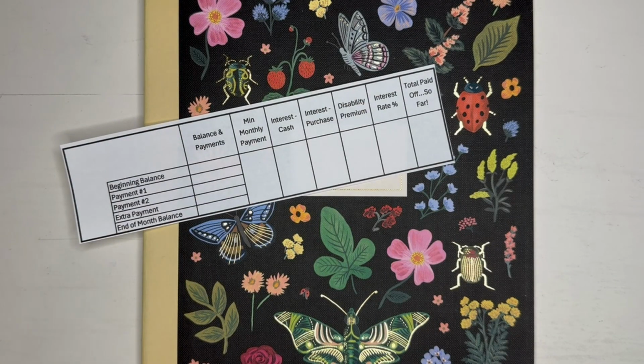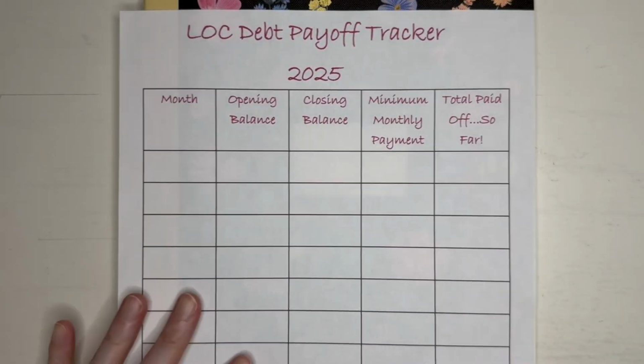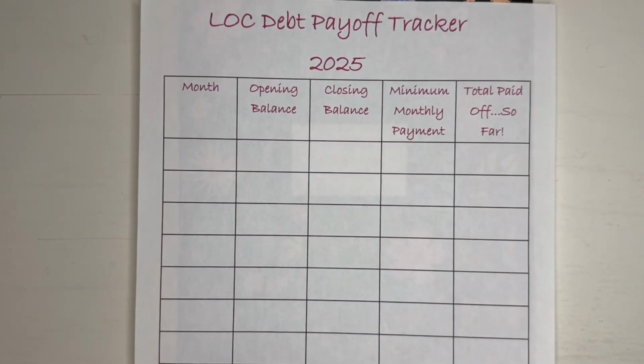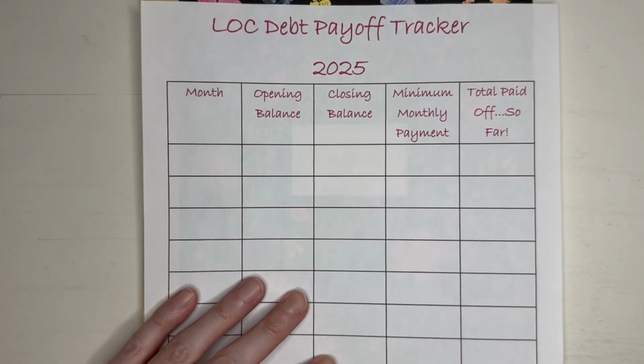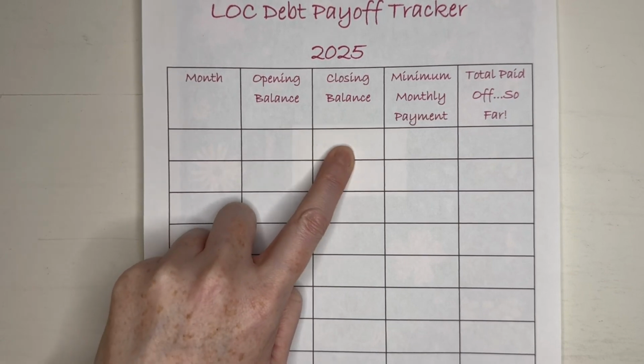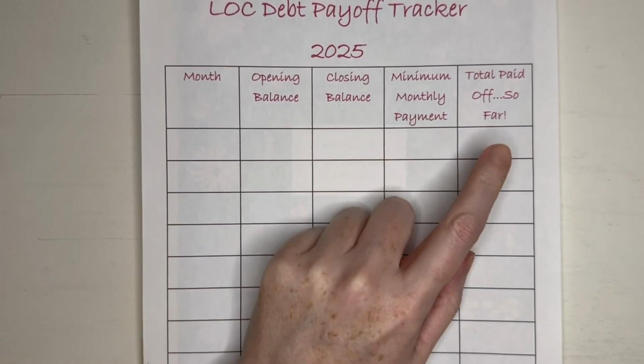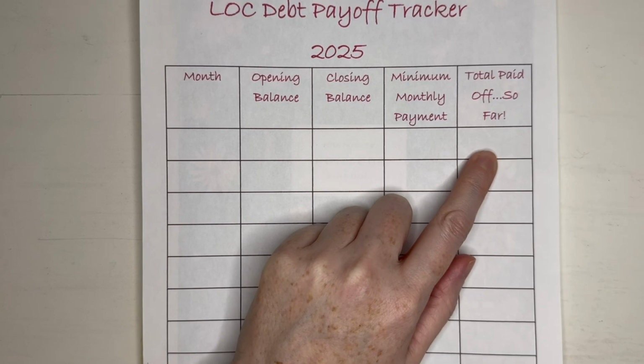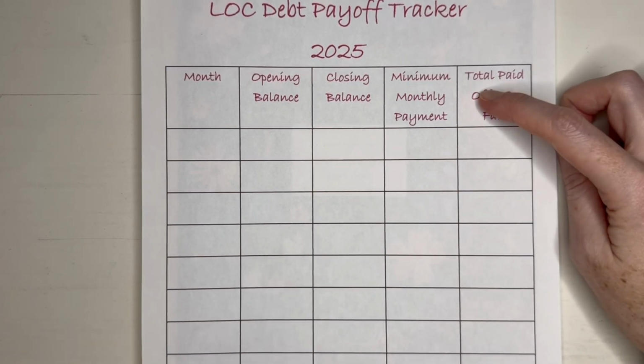More so because I'm a very visual person, I suppose, and I liked the idea of having the insert for every month, but also just having one page that I can fill out, see a little bit less information, but maybe the more pertinent information, and just have it really quickly at a glance to be able to see for the whole year. So this one will just have the month, the opening balance, the closing balance, the minimum monthly payment, and then the total paid off so far. I have enough rows for the entire year.